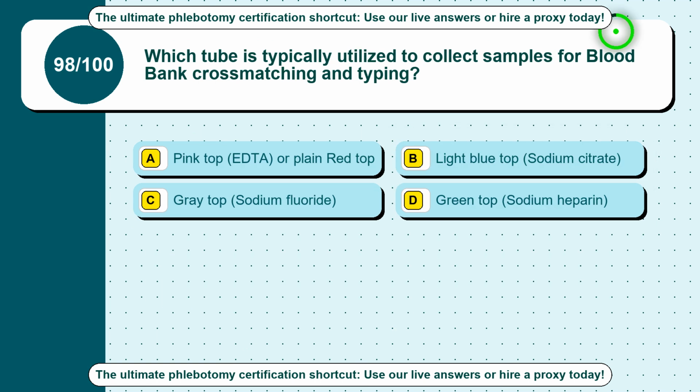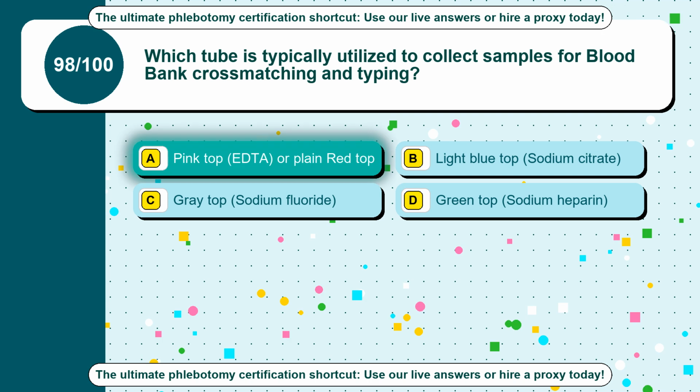Question 98. Which tube is typically utilized to collect samples for blood bank cross-matching and typing? Option A, pink top, EDTA, or plain red top. Option B, light blue top, sodium citrate. Option C, gray top, sodium fluoride. Option D, green top, sodium heparin. The correct answer is option A, pink top, EDTA, or plain red top.